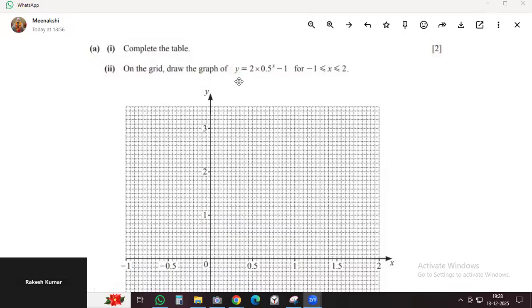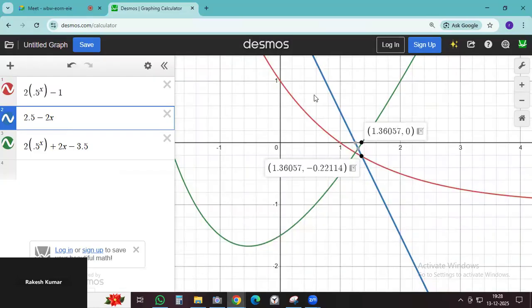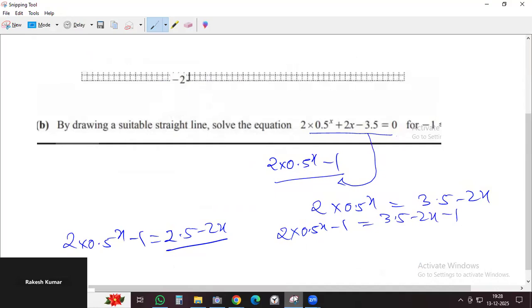First, he asks you to draw this graph. Of course, you will take points, do the x and y coordinates and plot it, right? You will get something like this, the red curve. Then he says, after you've done that, by drawing a suitable line, solve this equation.